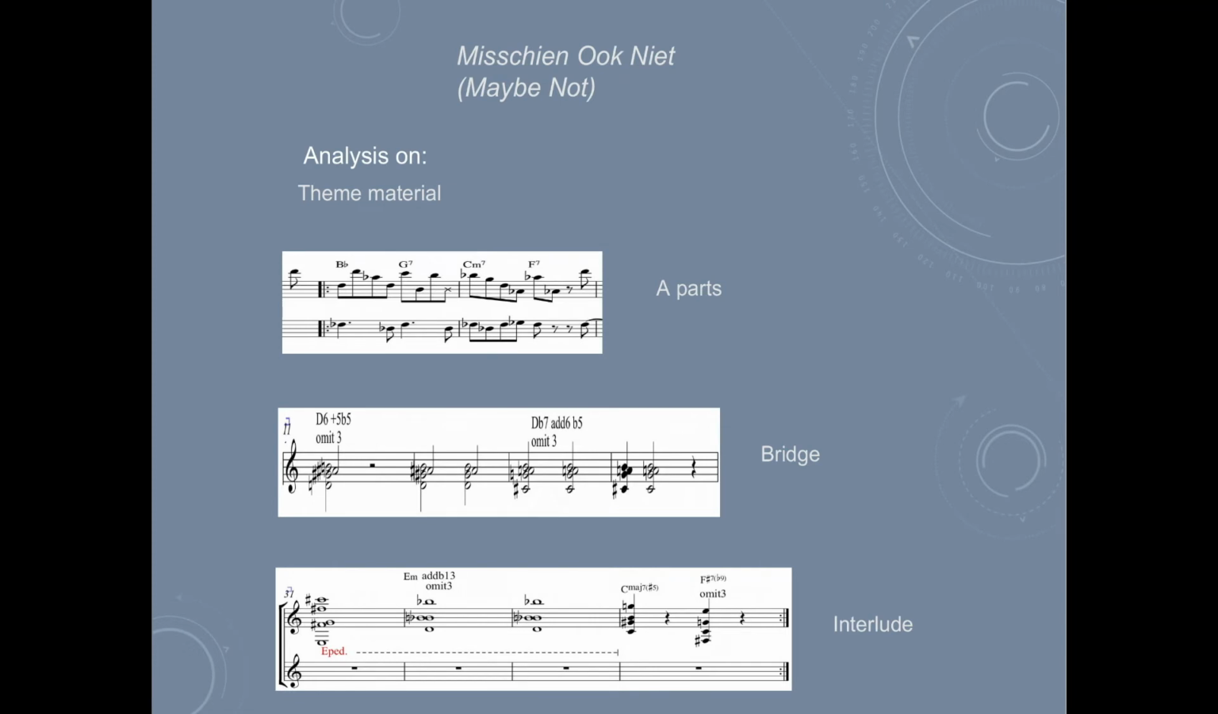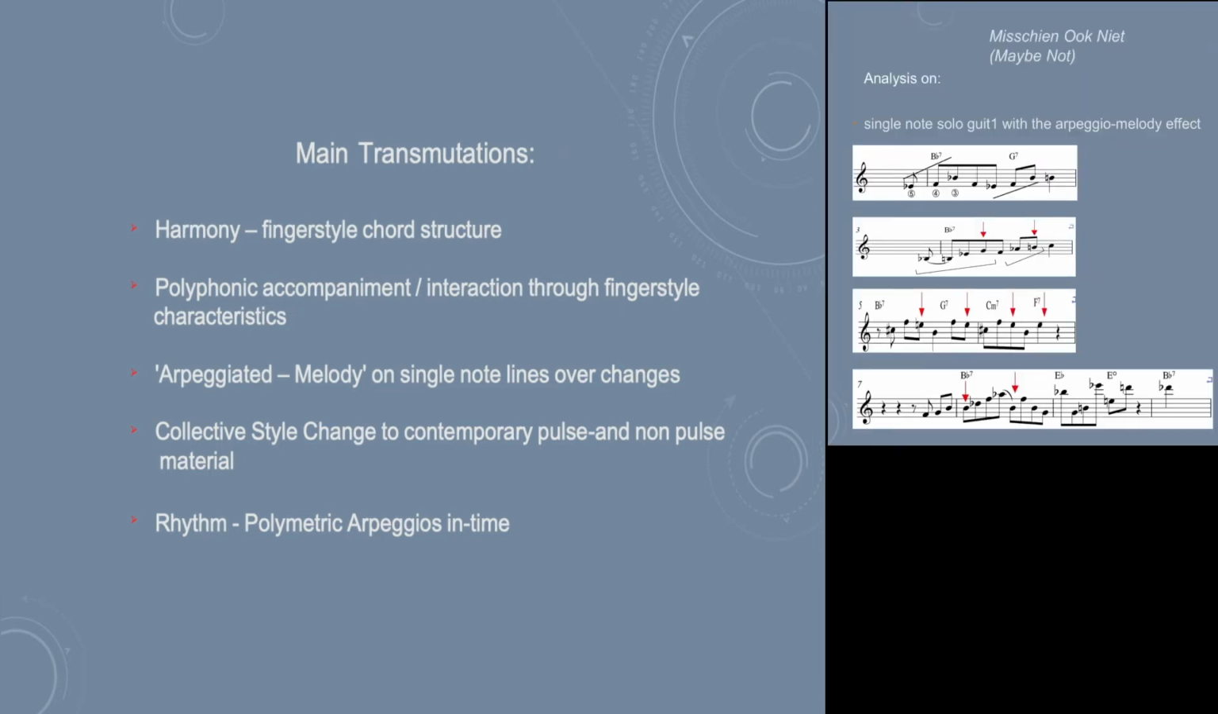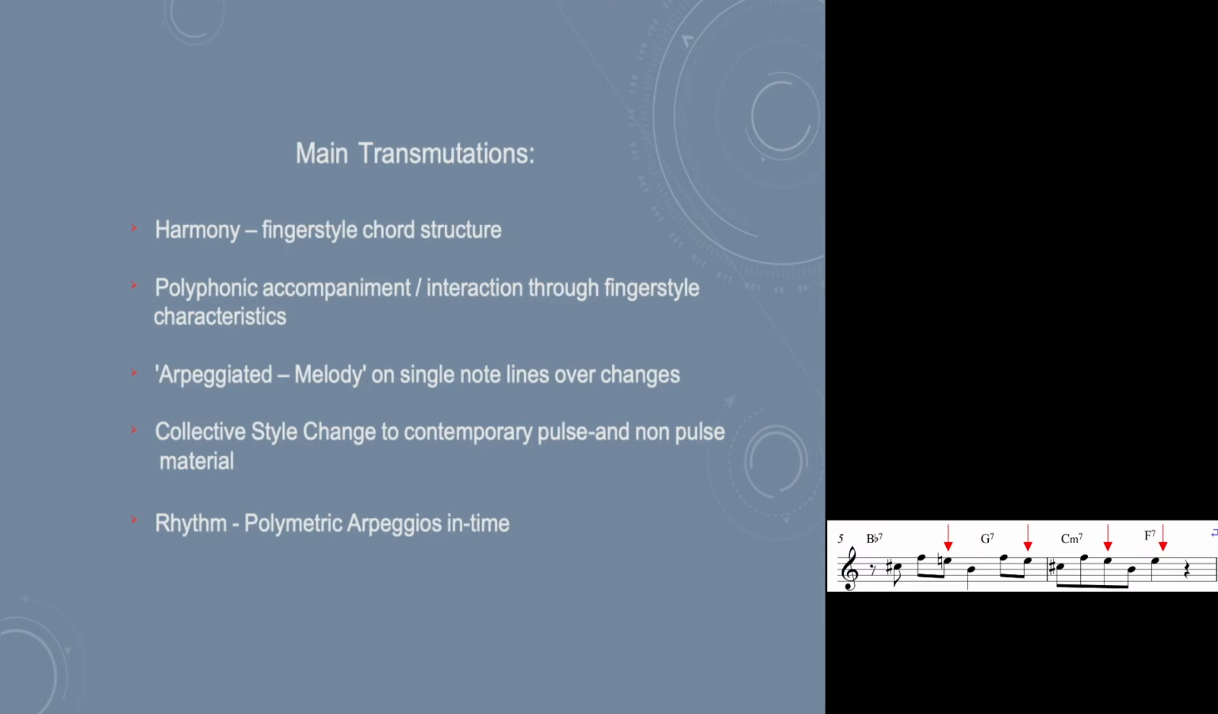The beginning theme provides a set of sonic characteristics that serves as a beginning state for the start of the improvisations. Transmutative elements to be found here are fingerstyle chord structures, polyphonic accompaniments and interactions, arpeggiated melody, collective style changes to contemporary pulse and non-pulse material, polymetric arpeggios played in time.